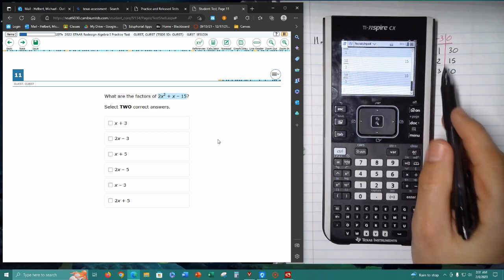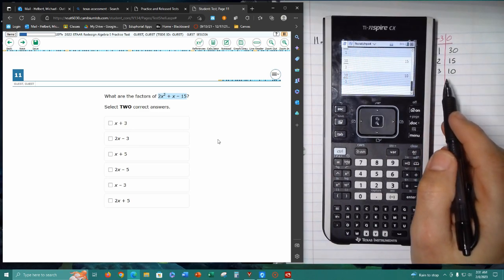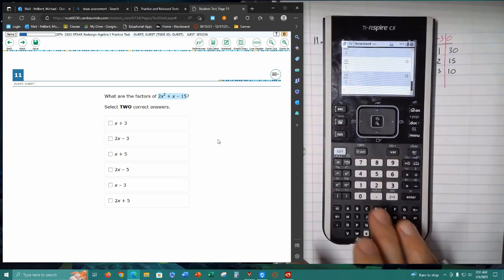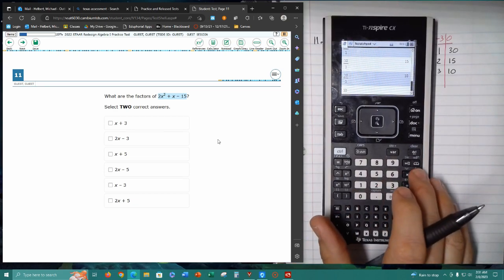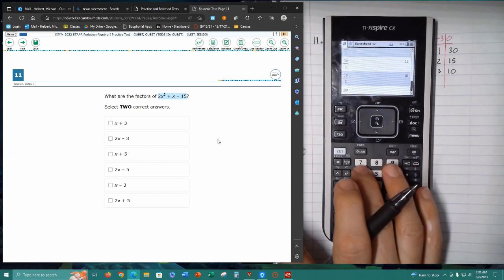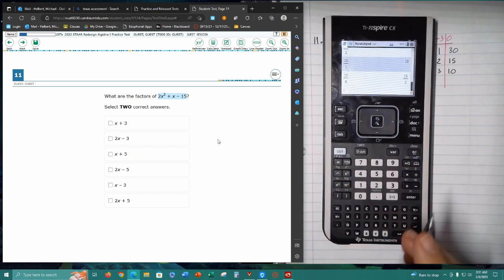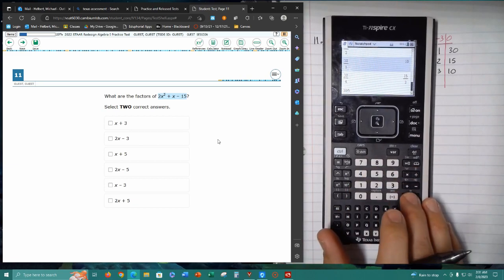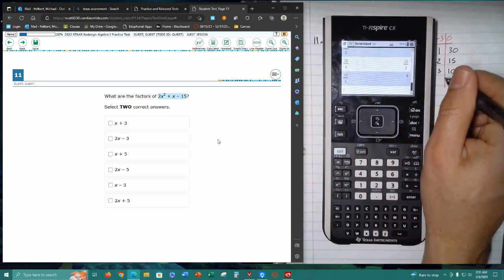Notice our numbers are narrowing down. We're getting closer and closer to running out of numbers. 3 plus 10 is 13. 3 minus 10 is 7. So it's not that one. So I'll do 30 divided by 4. And that didn't work. So then I'll try 30 divided by 5, and I get 6. 5 and 6.